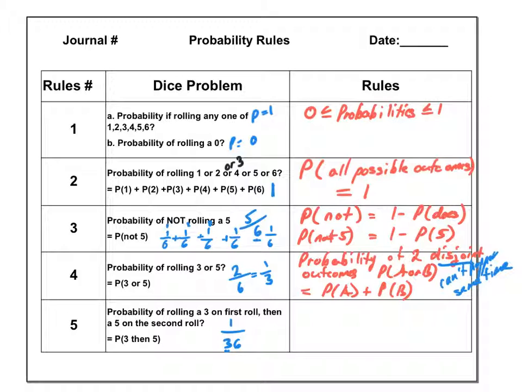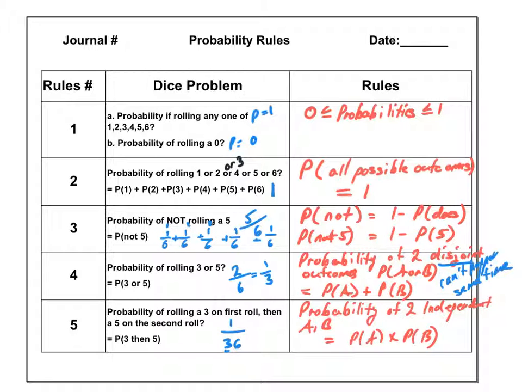Now, that rule is the probability of two independent events. Now we're using that word independent. Let's say A and B is equal to the probability of A times the probability of B. So it's a then statement or an and statement. So what's the probability of rolling a 3 and then a 5? A 3 and a 5.